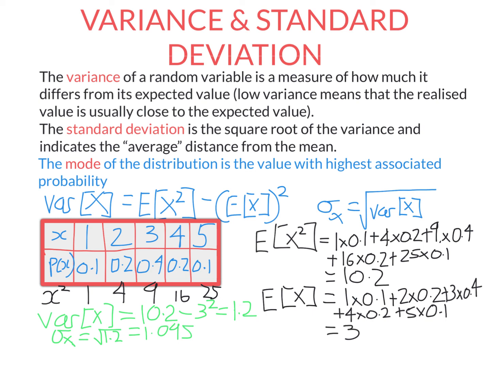That's saying that on average, each score is about 1.1 from the mean, and the mean we calculated was 3. Lastly, the mode of this distribution is just 3 as well, because 3 has the highest probability of occurring. And remember, of course, distributions can be bimodal or multimodal. They can have more than one mode.